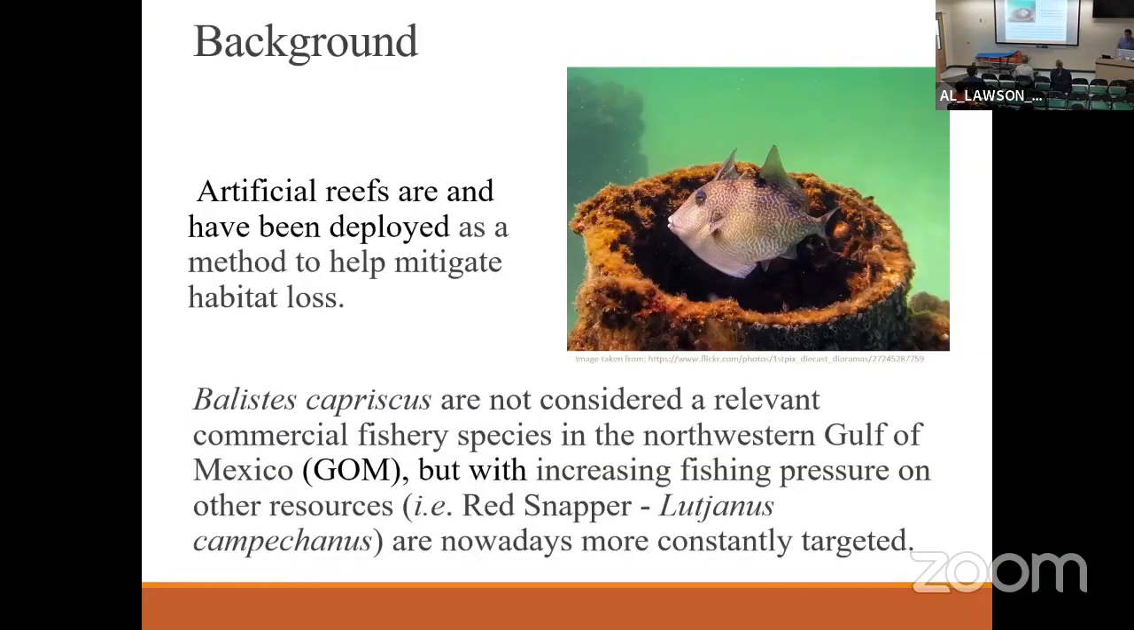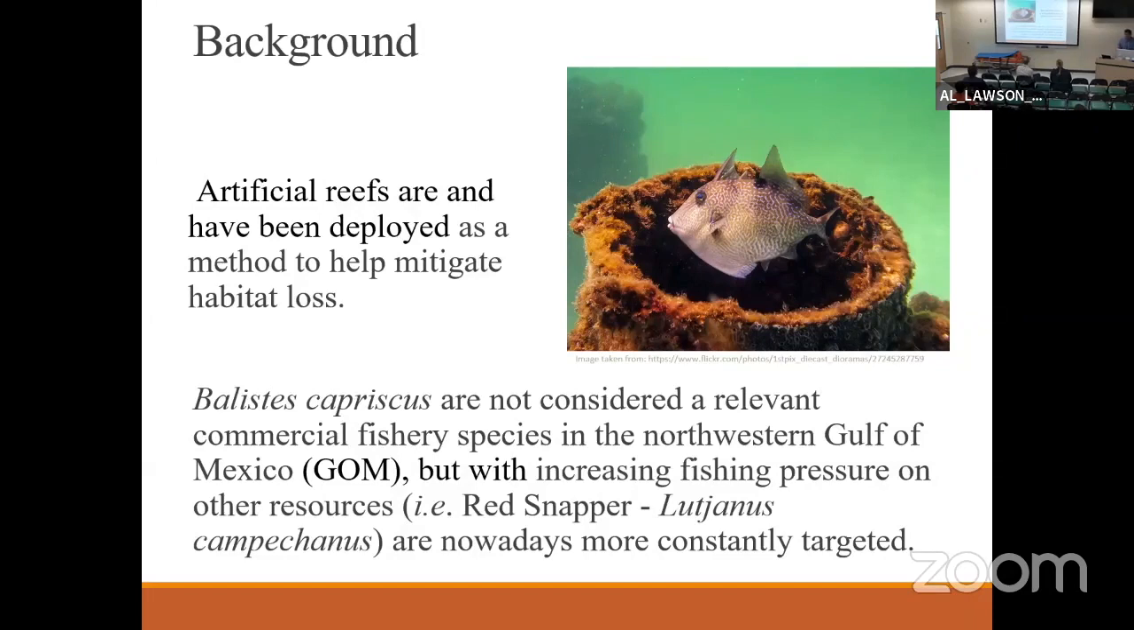So a little background: artificial reefs have been deployed as a method to help mitigate habitat loss. Not just mitigate habitat loss, but provide new habitats. You know, there's plenty of areas within the Gulf of Mexico that do not have any type of hard substrate. So artificial reefs can be considered anything man-made that's going to be put into the ocean that's going to help the marine community down there. It's going to help them thrive. It's going to provide basically an area for them to thrive.